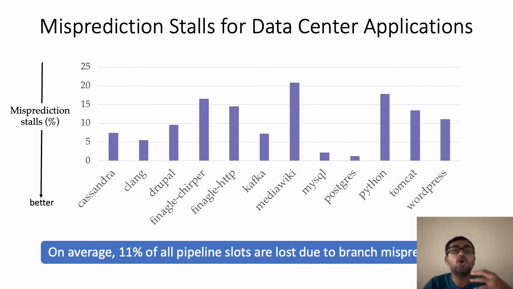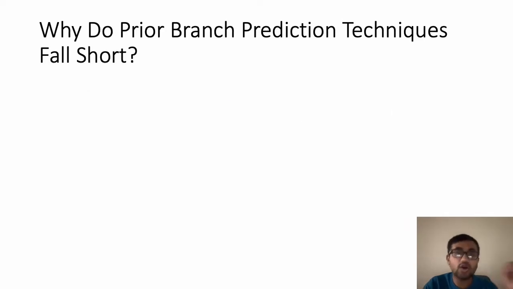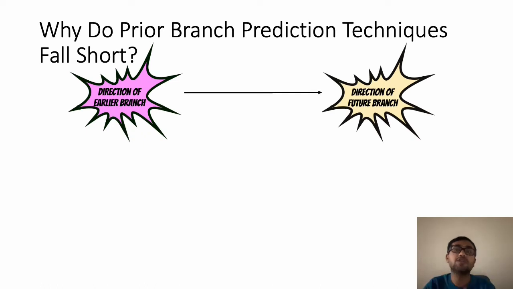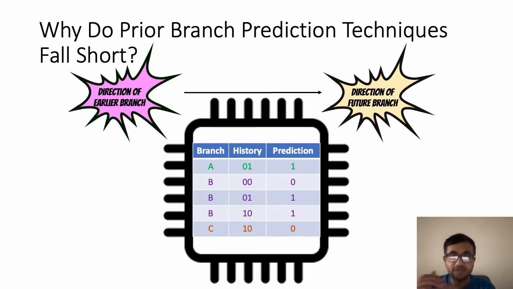Now let us see why state-of-the-art techniques cannot avoid these mispredictions. State-of-the-art techniques use earlier branch directions or histories to predict future branch directions. In particular, they maintain a table of history and corresponding prediction for each branch inside the microarchitecture. In this example, during branch A's last execution, the previous two branches were not taken and taken. Here 0 denotes not taken and 1 specifies taken, and after that branch A was also taken.